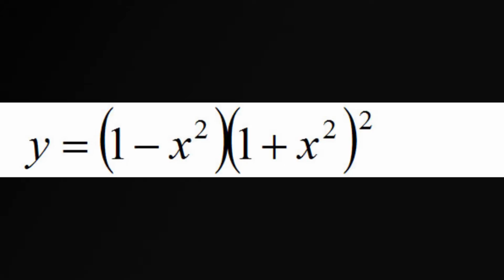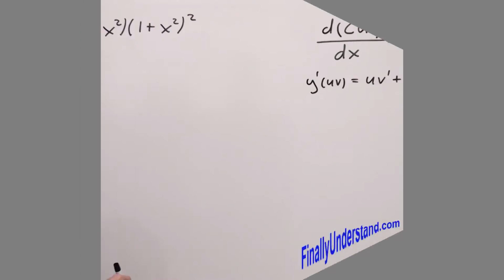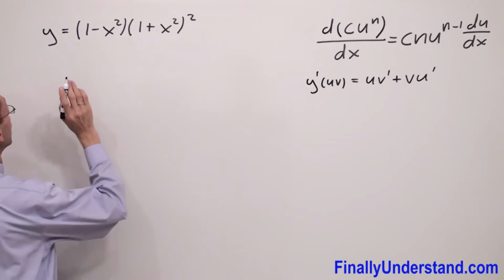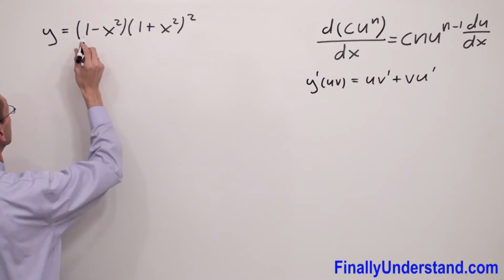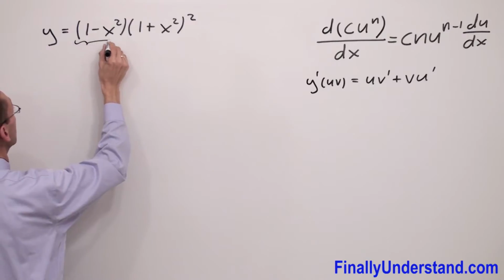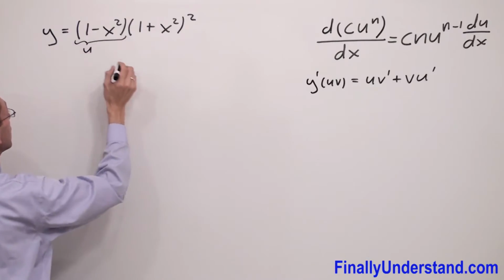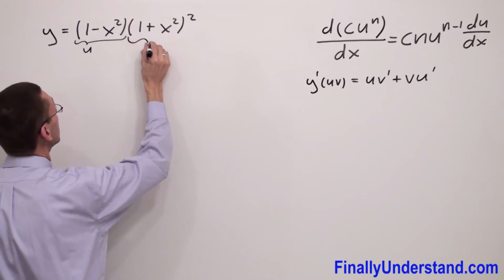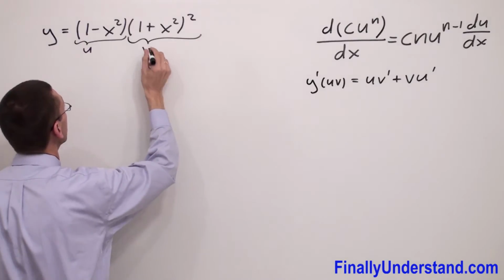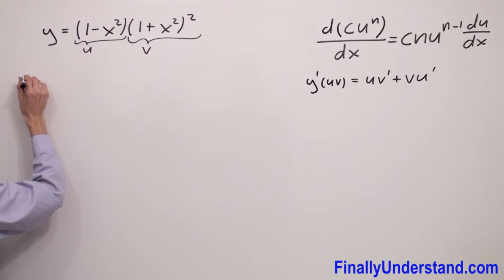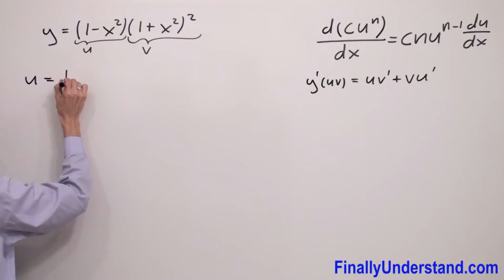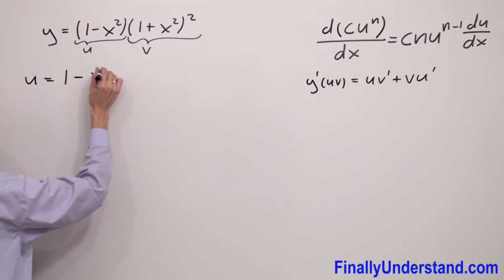We have another example on the board. First, we have to find where is my u factor and v factor. Okay, so this is my u factor and this is my v factor. So first I have to write them down. U is equal to 1 minus x squared.